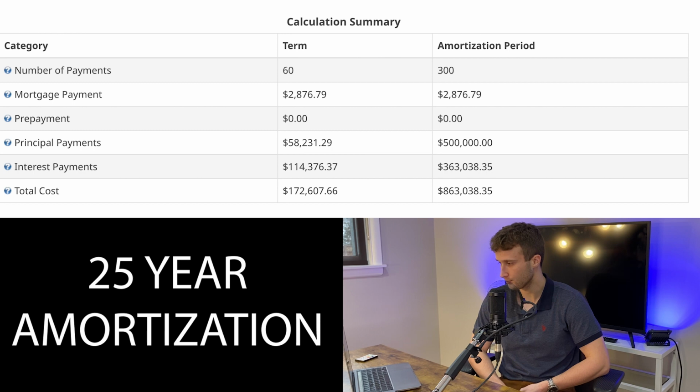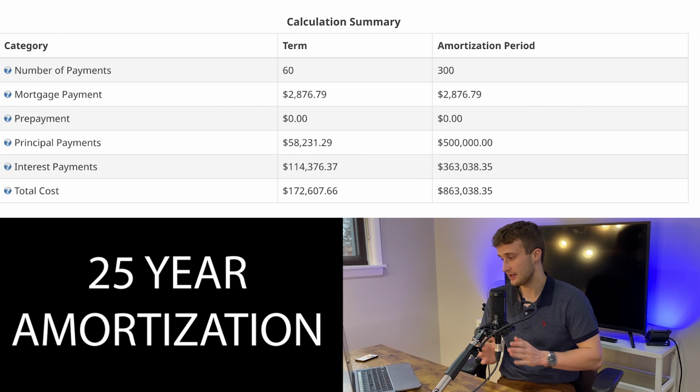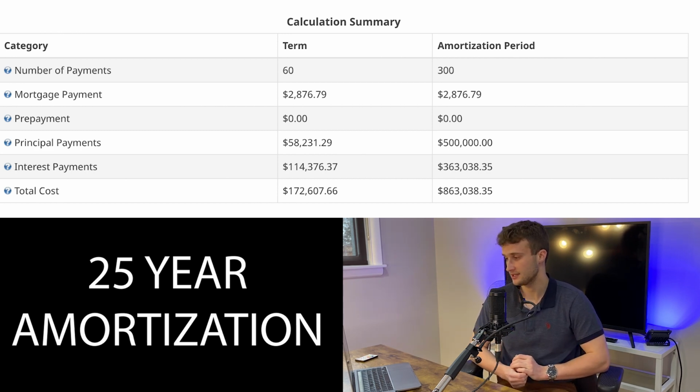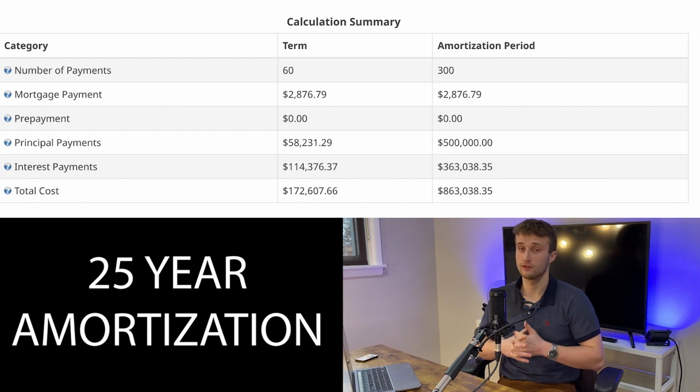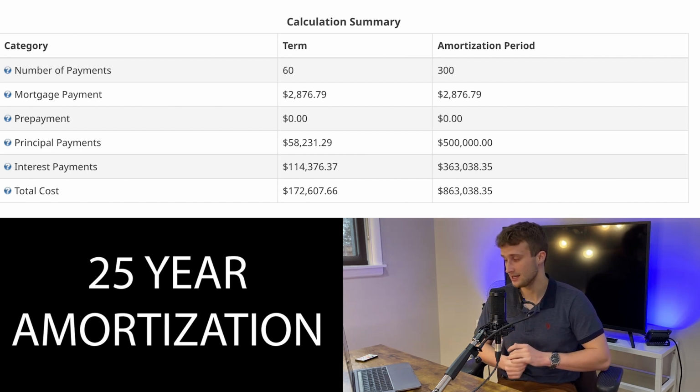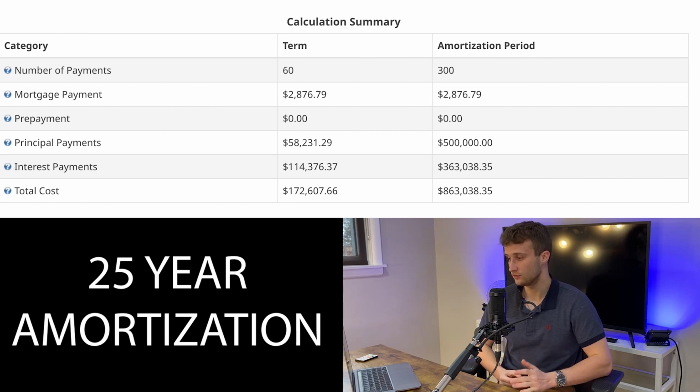You'll be paying for the term, so for the 5-year term, the principal payments will be $58,231. And the interest in that term would be $114,376, making the total cost of borrowing for the 5-year term $172,607. Out of that, you've only paid $58,000 towards the principal balance.